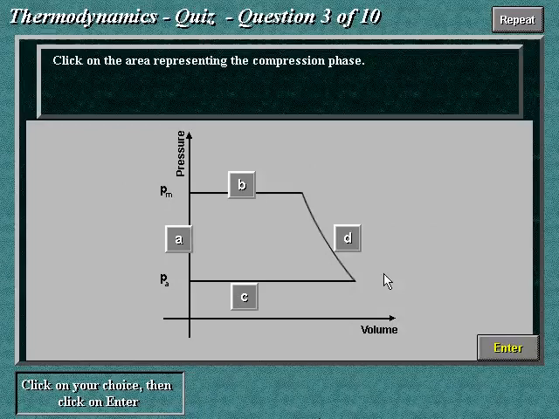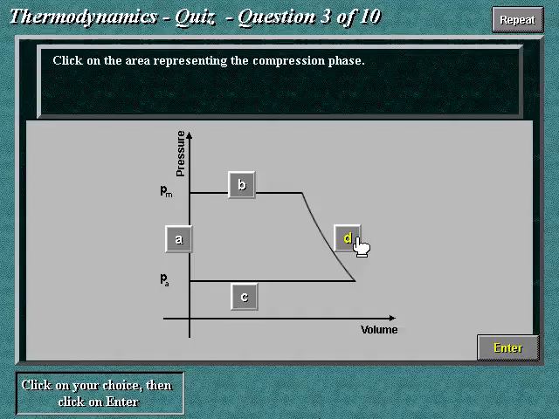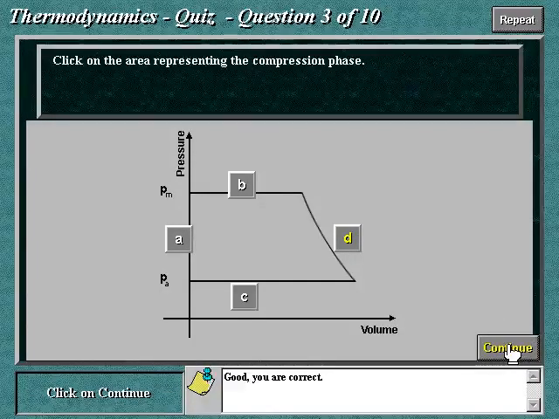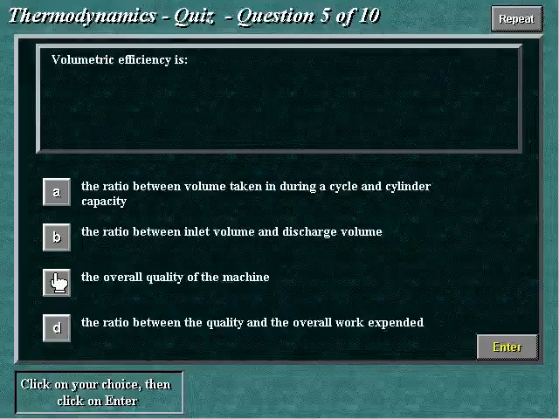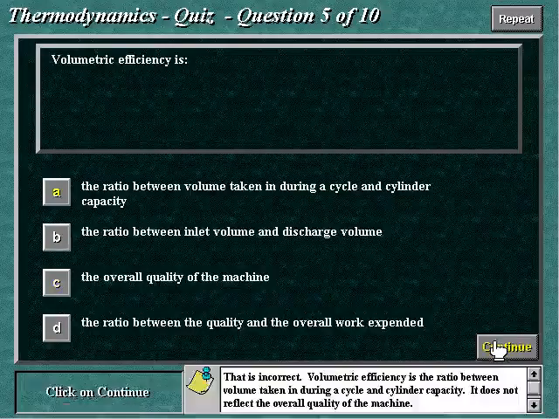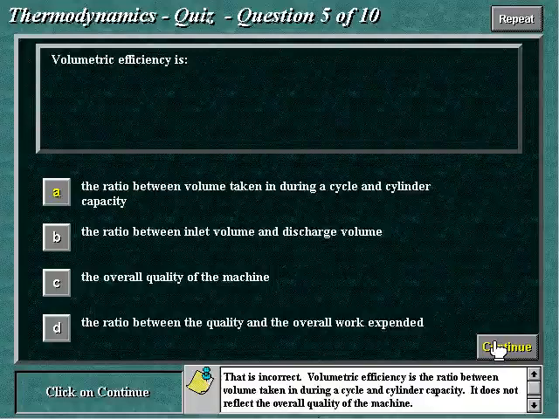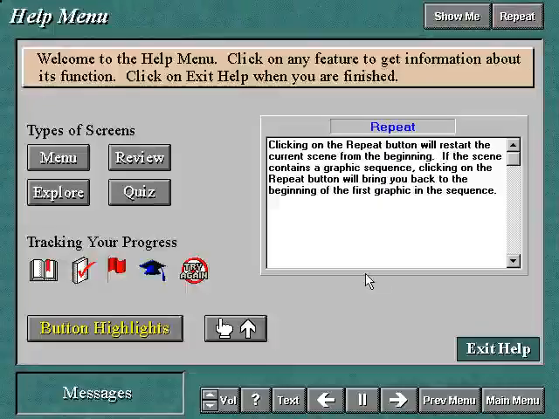Click on the area representing the compression phase. Good, you are correct. Volumetric efficiency is. That is incorrect. The correct answer is highlighted. Click on each topic to learn more.